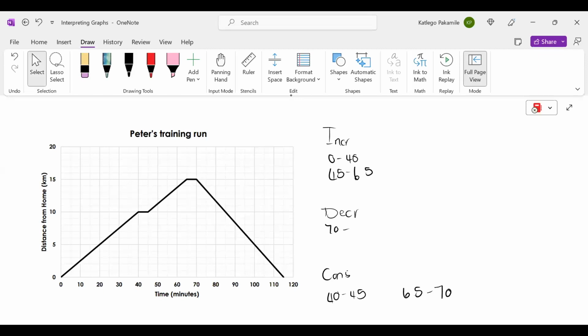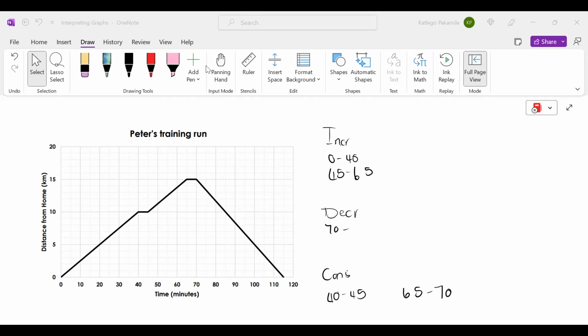Thank you very much. Now, guys, since we are interpreting graphs, I need us to discuss what this means. This graph is telling us the distance from home that Peter is, right? So when the graph is increasing, what does it tell us? Now we're doing some difficult stuff, but I know you guys can do it. When the graph is increasing, what does it tell us about Peter's running? What do we know, guys?